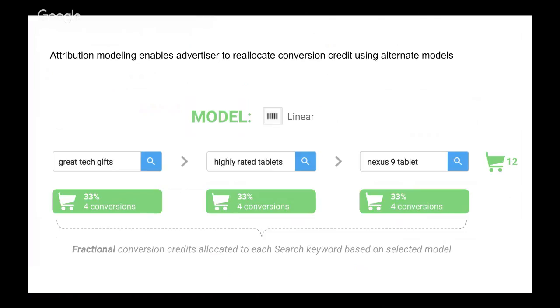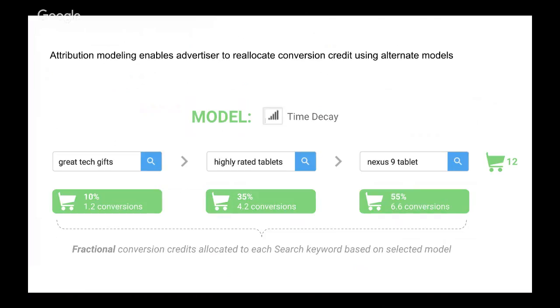Linear is quite easy to understand, which means that every touch point gets the same credit. So in this case, the 12 conversions will be split by a third for each touch point. Each touch point would get 33%, which is 4 conversions each.